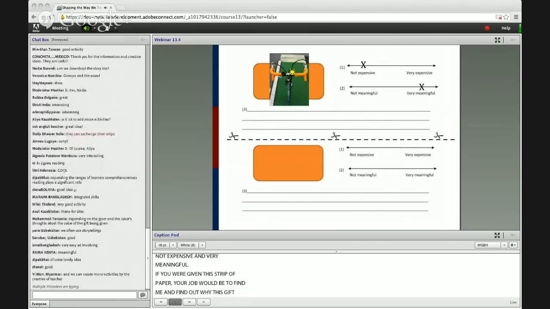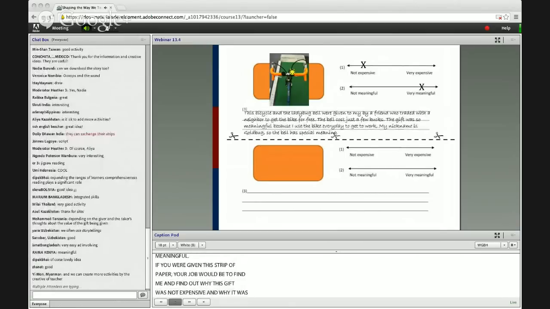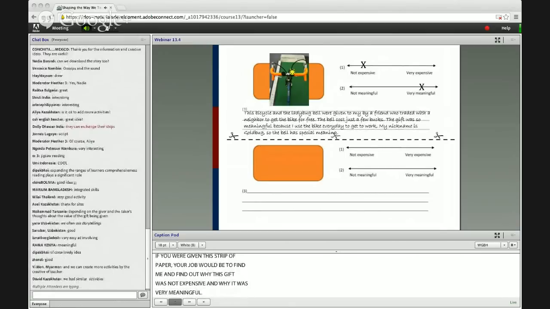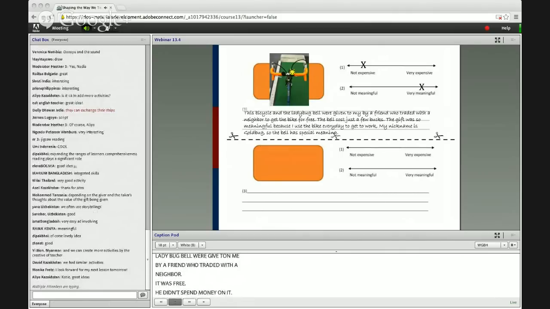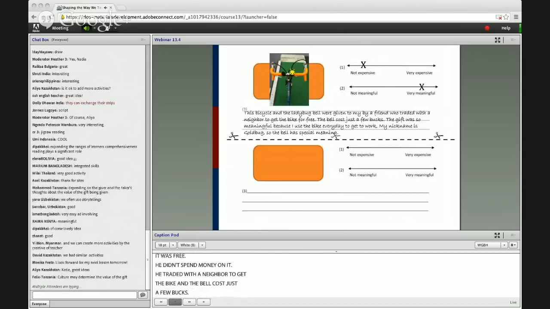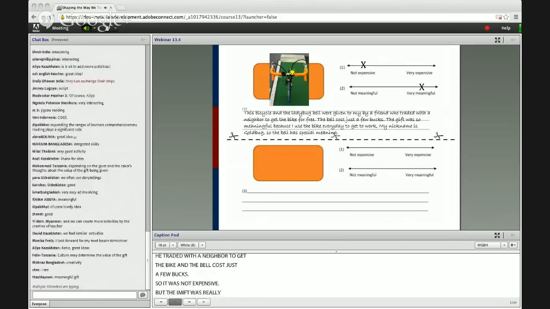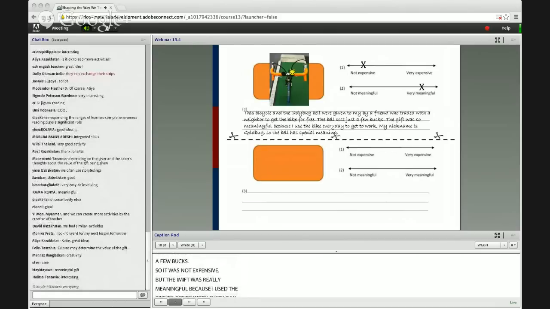So the answer that I would give you is that the bicycle and the ladybug bell were given to me by a friend who traded with a neighbor. It was free. He didn't spend money on it. He traded with a neighbor to get the bike. And the bell cost just a few bucks. So it was not expensive, but the gift was really meaningful because I used the bike to get to work every day. And my nickname is Goldbug, so the bell has special meaning to me.